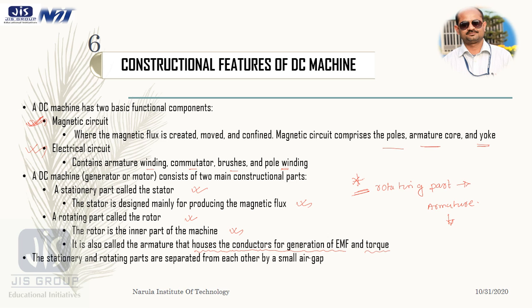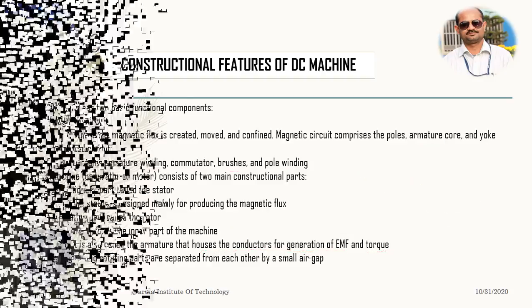Okay, and there is a small air gap between this stator and the rotor. Okay, so this is the basic concept. So let me show some pictorial representation of the constructional part of DC machines.